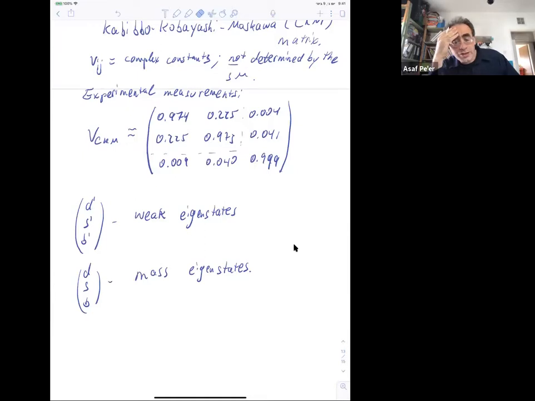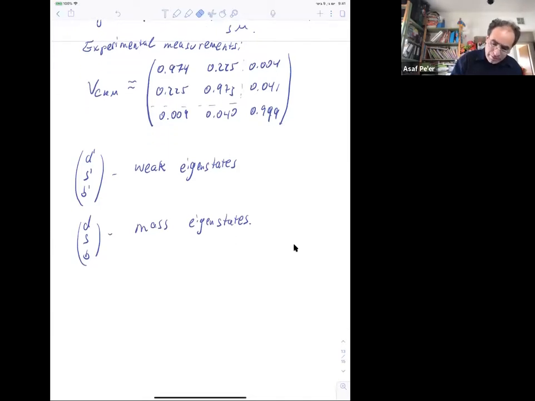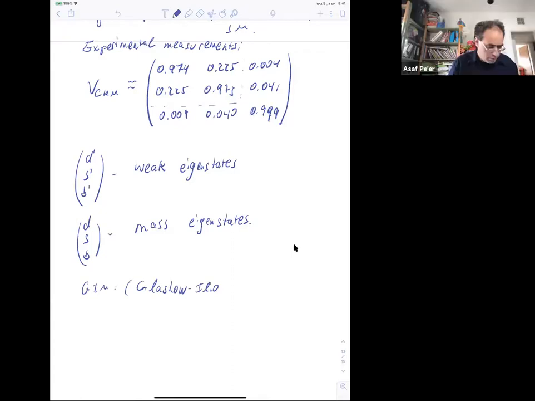a nice prediction that was given. It's called the GIM mechanism, which was a historical way of predicting the existence of the charm quark. GIM stands for Glashow, Iliopoulos, and Maiani. Mechanism.